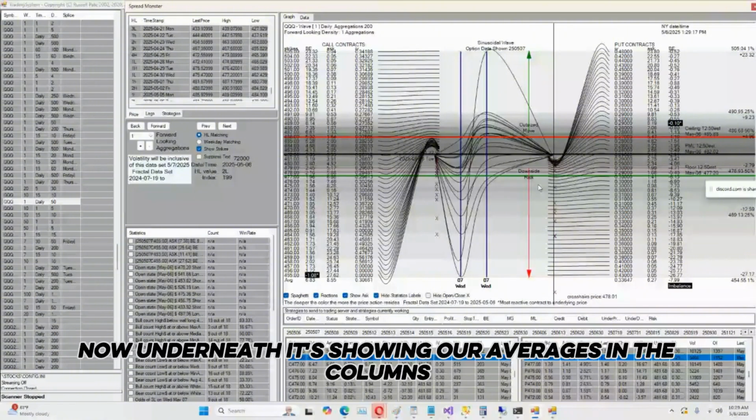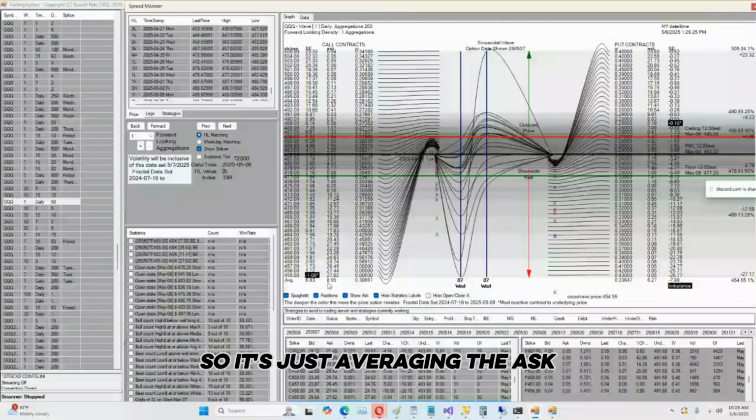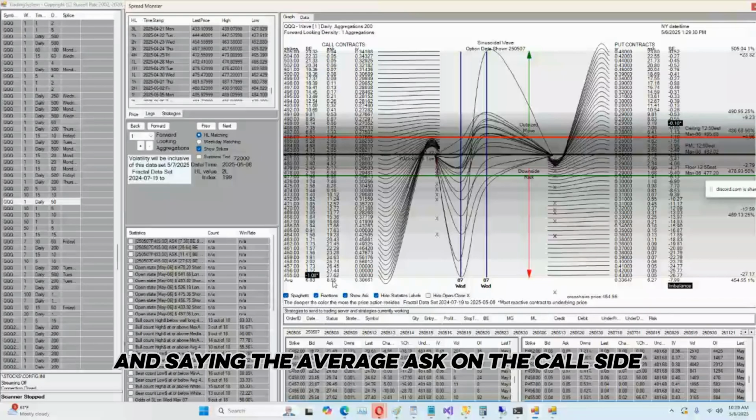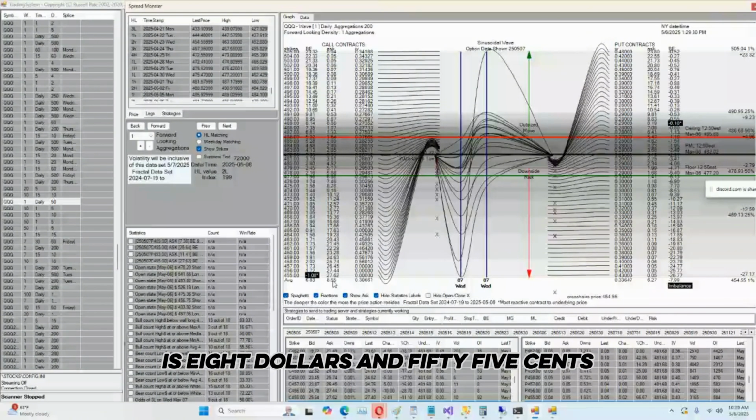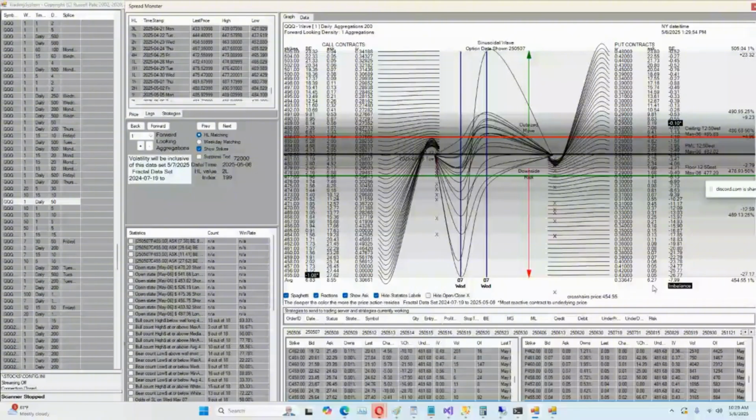Now underneath, it's showing our averages in the columns. So on the S side, and this is a gauge, it's just averaging the ask. It's coming up with a simple average and saying the average ask on the call side for the volatility we're measuring out is $8.55. On the put side, it's saying the average ask is $6.27. So the put side is actually cheaper right now, at $6.27, than the call side.